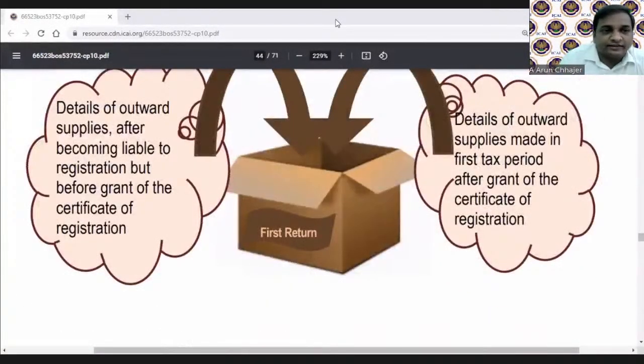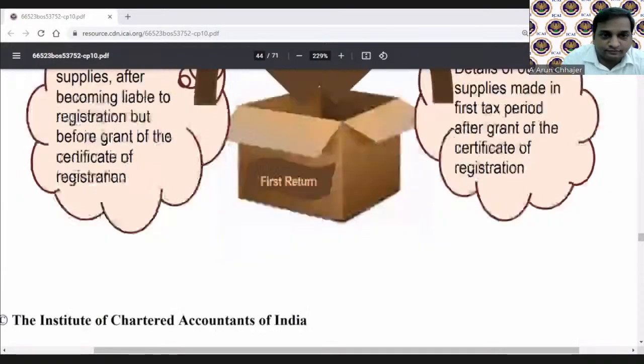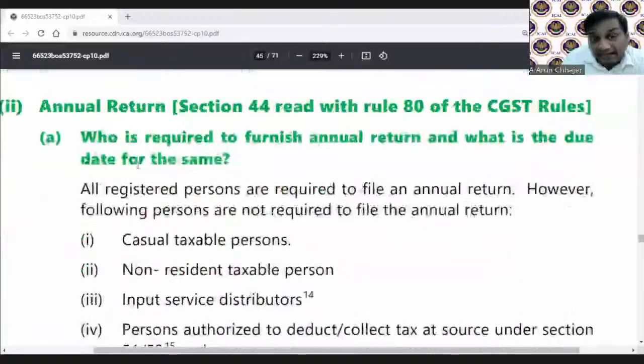So first return: details of the outward supply after becoming liable for registration but before the grant of the certificate, and details of outward supplies made in the first tax period after the grant of the certificate of registration. Important for theory question. Annual return, section 44, again important for short theory question.